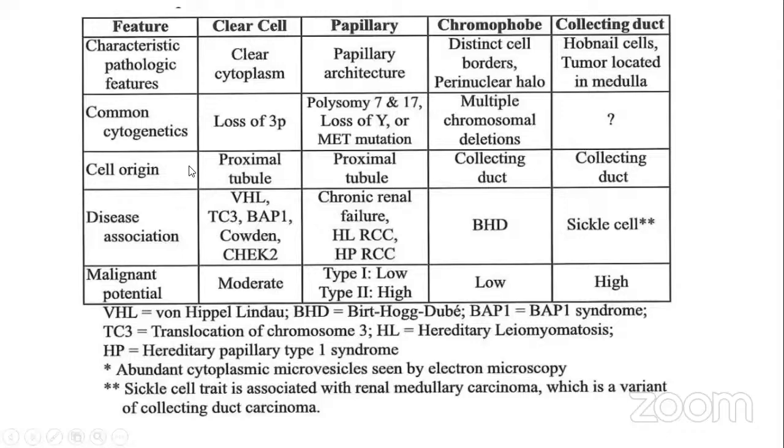Let me summarize for you the cancer associated with each type of RCC. Clear cell is associated with von Hippel-Lindau, translocation of chromosome 3, BAP1 syndrome, Cowden, and PTEN mutation. This is with clear cell.